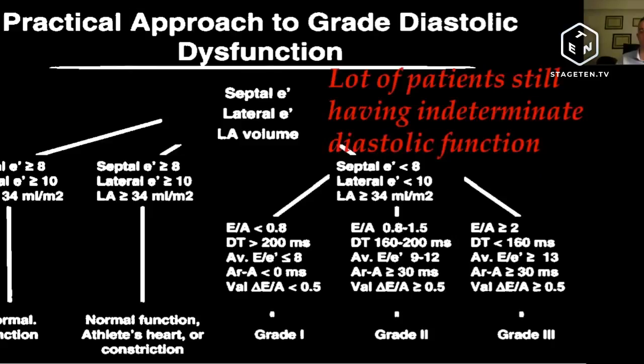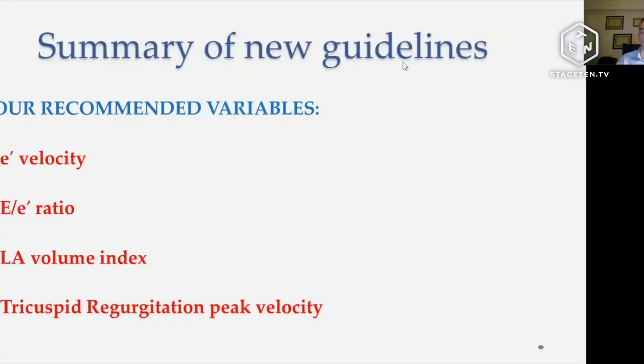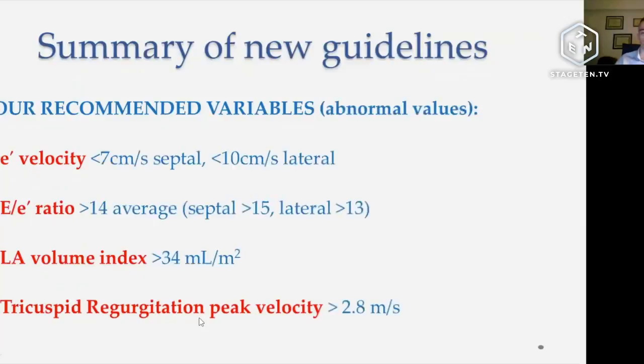The new guidelines published in July 2016, if I'm not wrong, are very interesting in this regard, because they help us by recommending, in most cases, only 4 variables for the diagnosis of LV diastolic dysfunction. So the 4 variables are the following, and you see the first 2 are TDI-derived variables, so tissue Doppler imaging. We will talk a bit about these 2 variables. And then we have the left atrial volume index and the tricuspid regurgitation peak velocity.